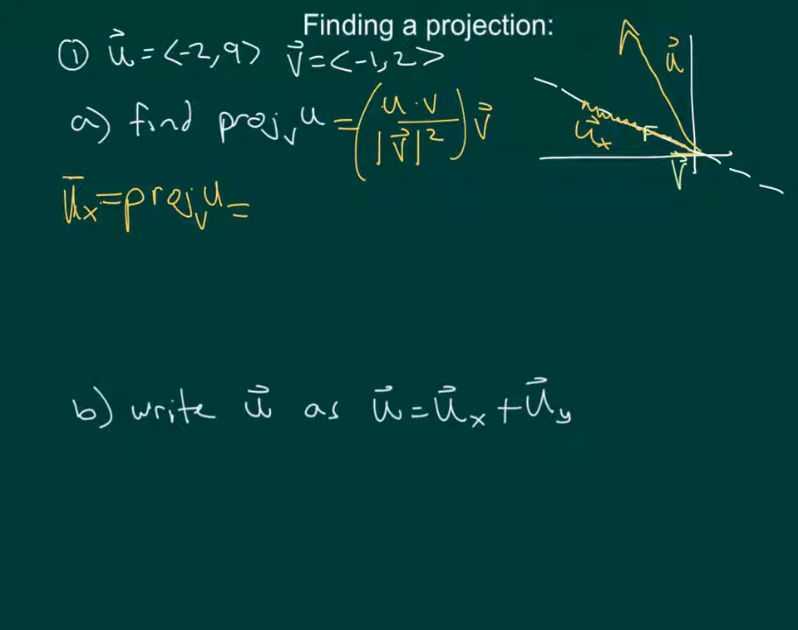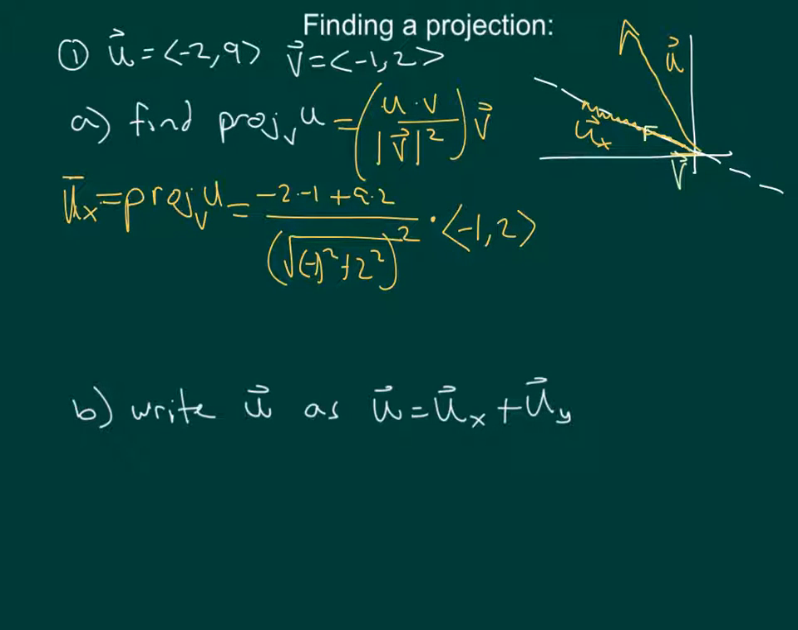Let's do that on the top. We got negative 2 times negative 1 plus 9 times 2, over, so then I need the length of v squared. That's going to be the square root of negative 1 squared plus 2 squared, squared, and then times v. So that's going to be times the vector negative 1 comma 2.